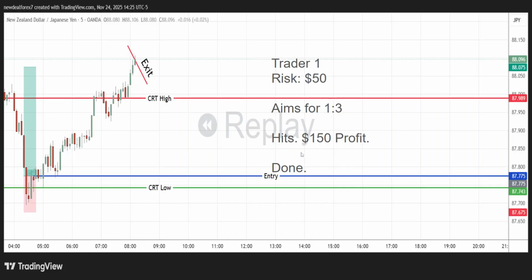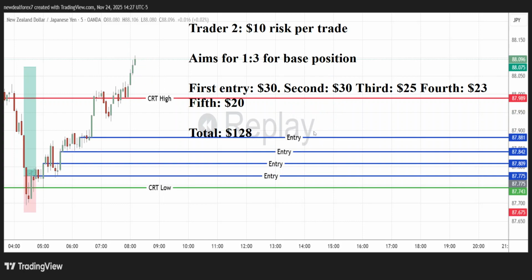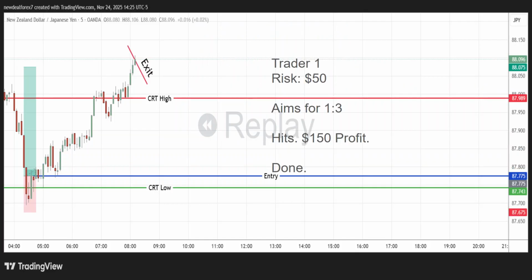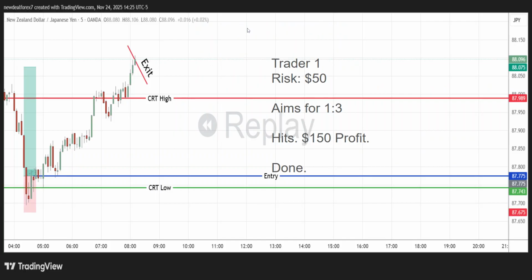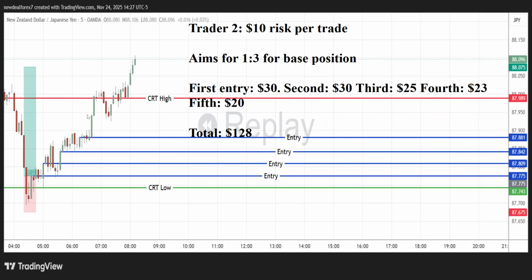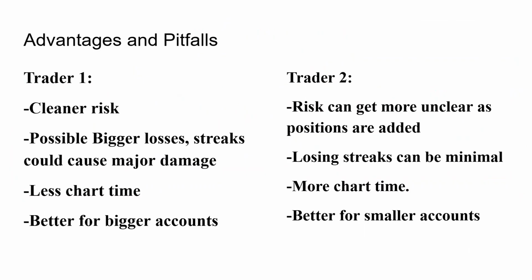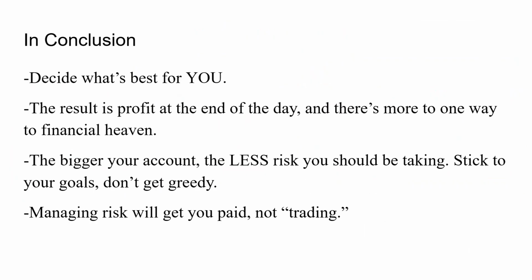Because let's remember this too: for this profit, even though he risked 50 to make 150, this person here risked 10 to start and got 128. That's pretty darn close to the same 150 that this guy made. So he did have to put in more time, but because he actively managed his position, his worst case scenario was much better than this person. And that's just a non-negotiable. Losing 10 is always better than losing 50. However, he had to put the time in to do so. So you have to weigh it out, and depending on your situation, you just do what's best for you. But it's always managing risk that's going to get you paid, not quote unquote trading.